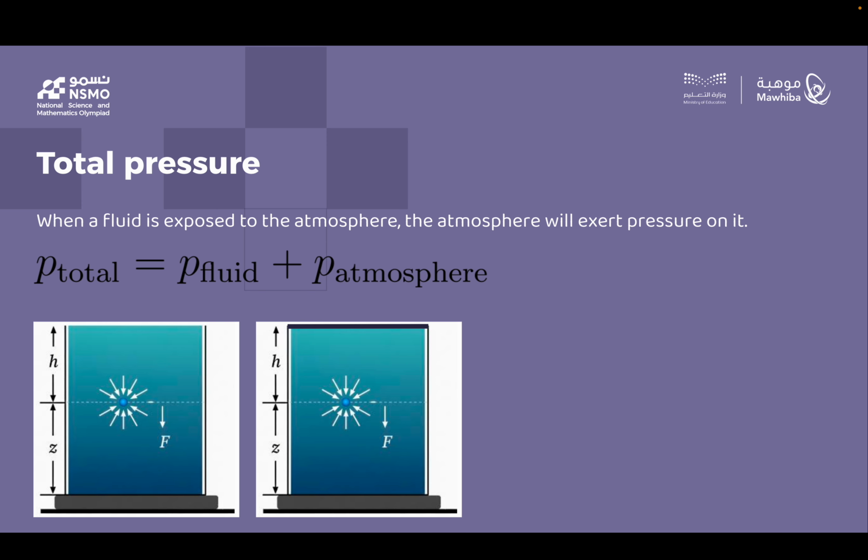When a fluid is exposed to the atmosphere, the atmosphere will also exert pressure on it. Hence, in these situations, we have to calculate a combined total pressure: the pressure coming from the fluid plus the pressure coming from the atmosphere. Take a look at these two figures. On the left one, the container is open, so we need to take into account the pressure coming from the atmosphere. On the right, the container is closed, so there is no extra pressure.